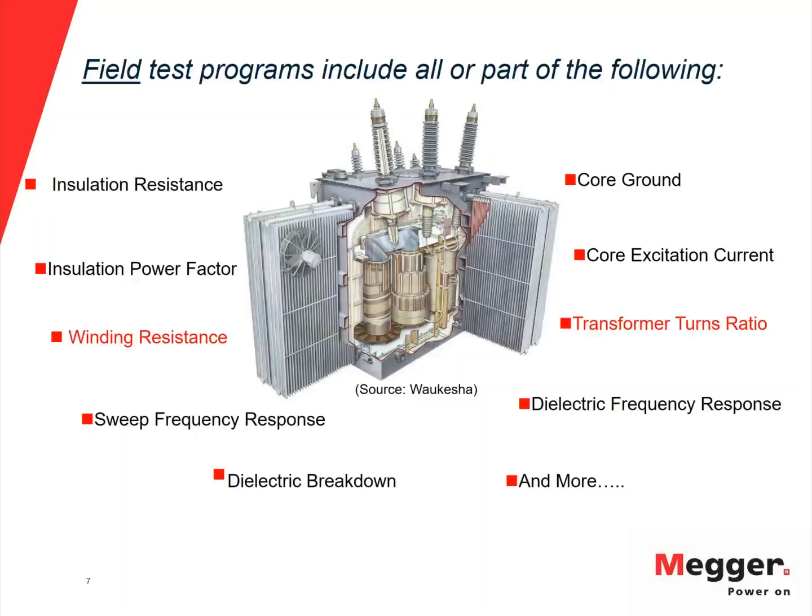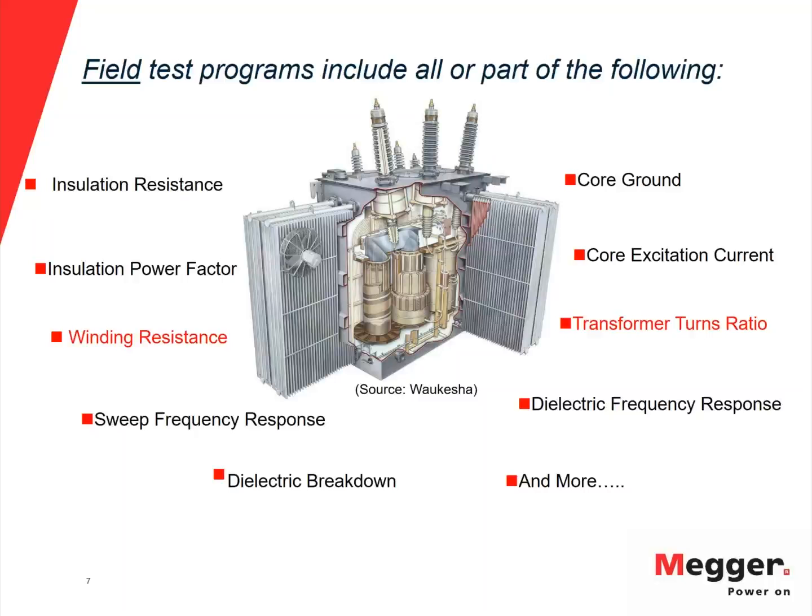Likewise, if you want to check the condition of the core, you would perform tests like excitation current, core ground, those kind of tests. When it comes to winding assessment, transformer turns ratio and winding resistance are two very common tests that are being performed. And in this presentation, we would be talking in detail and in depth about those two tests.